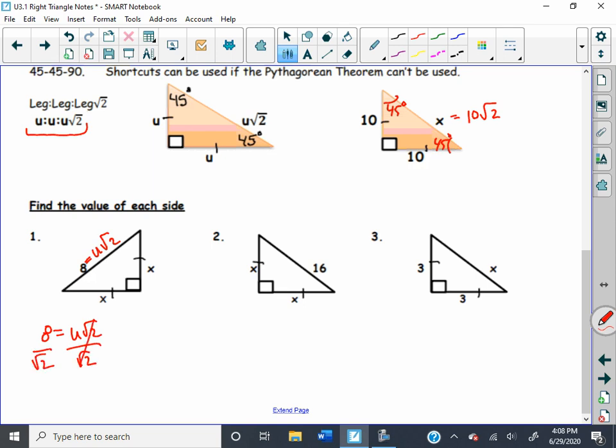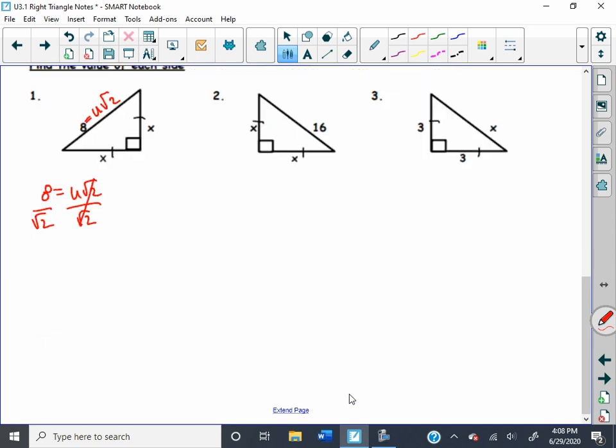Now I just have to get rid of the radical off the bottom. So we're going to multiply top and bottom by radical 2 to rationalize the denominator. So 8 radical 2 over, that's radical 4, which is 2. And then 8 over 2 can simplify to 4. So that means that each of these legs are 4 radical 2.